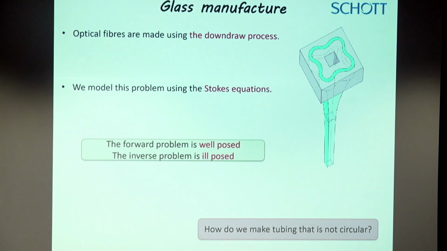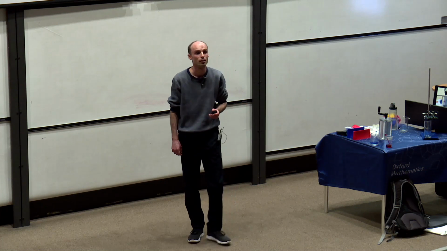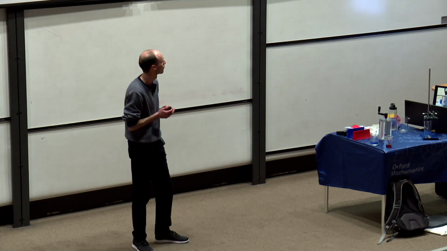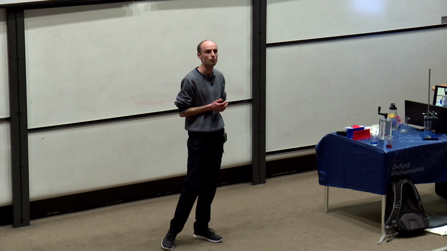Now, we use the Stokes equations again, which are exactly what would describe this, exactly what would describe Michael's problem. But the forward problem is well posed. I give you a shape, I go forwards in time, you can tell me what the shape looks like at any given later point. The inverse problem is ill posed. I give you a shape at a later time, you can't tell me how that evolves backwards in time. So this is a challenge that we want to try and overcome.